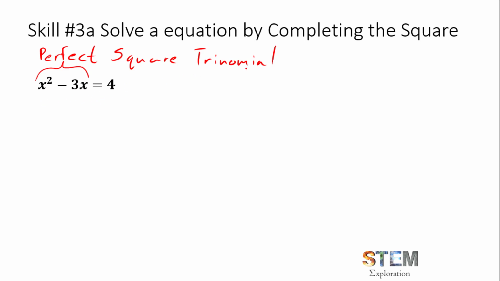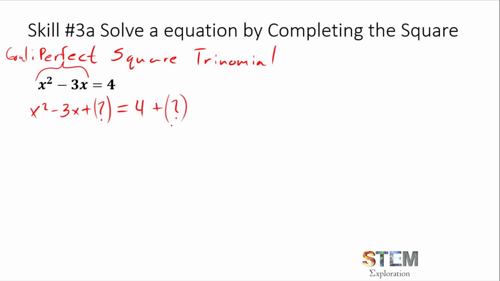This is the goal, so to speak: to make this a perfect square trinomial. So really what we're saying is x squared minus 3x plus question mark, just like we did in skill 2. But remember that this is no longer an expression, it's an equation. So we have to use the addition property of equality: whatever we add on this side to try to make it a perfect square trinomial, we have to add to the other side as a consequence.